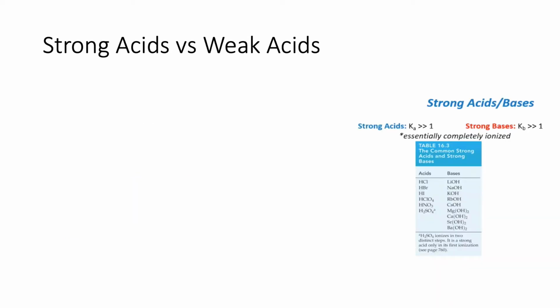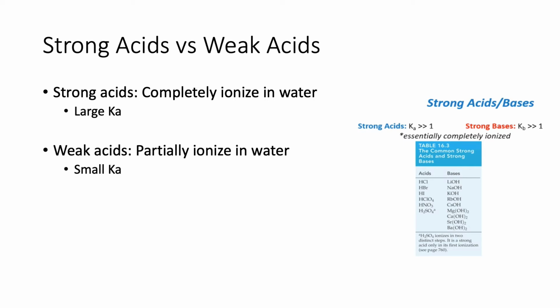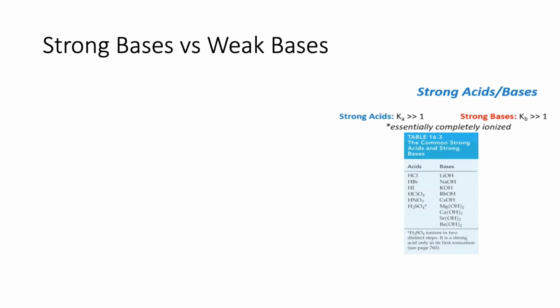The difference between strong acids and weak acids is how they ionize in water. Strong acids are going to completely ionize in water, and this would give us a large Ka value. Whereas weak acids only partially ionize in water, so this would give us a small Ka value. Some examples of strong acids include hydrochloric acid, hydrobromic acid, hydriodic acid, perchloric acid, nitric acid, and sulfuric acid.